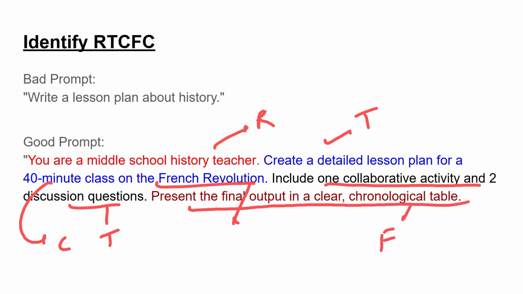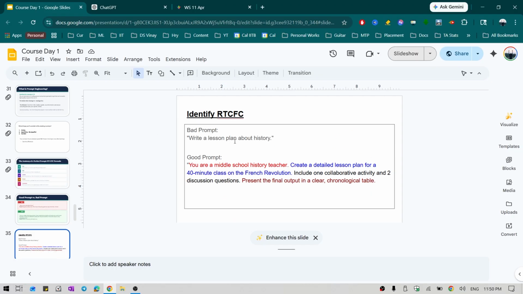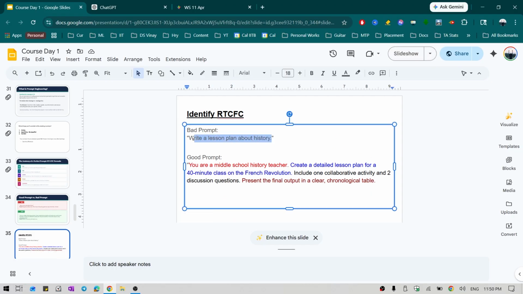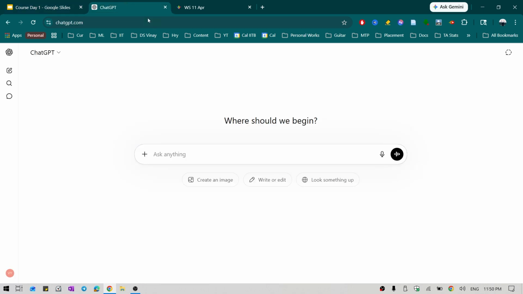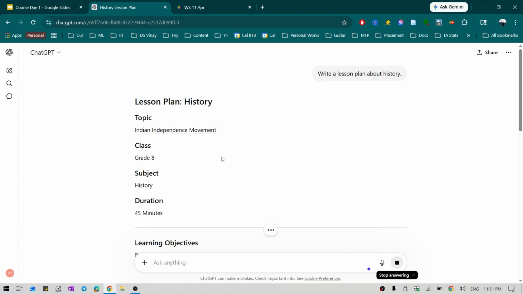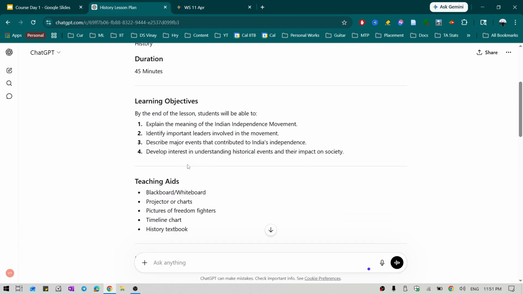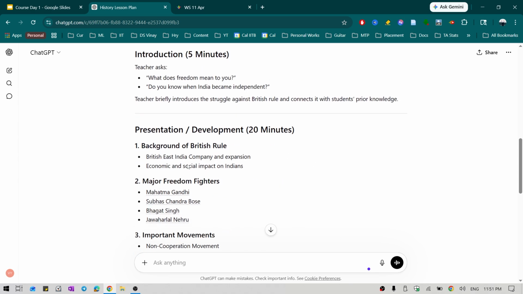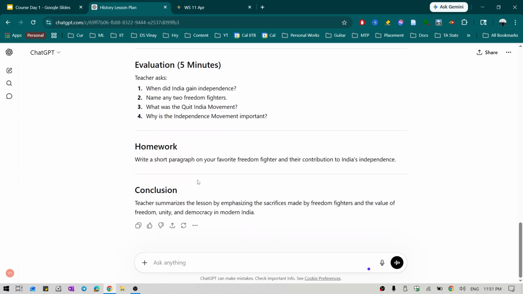Let's see the difference between these two outputs. So what I am going to do is first I will type: write a lesson plan about history. I have opened ChatGPT and here I have just pasted the first prompt. Let's see. It has given me a lesson plan: topic, class, subject, duration, learning objectives, introduction, background, activity, evaluation, homework. Fine.